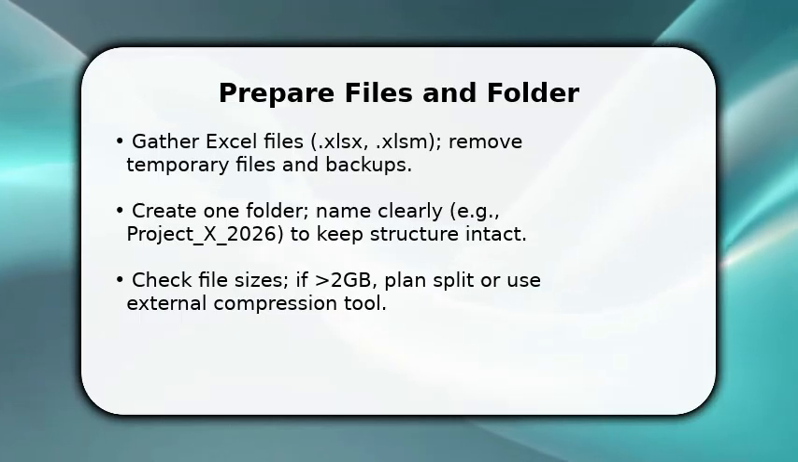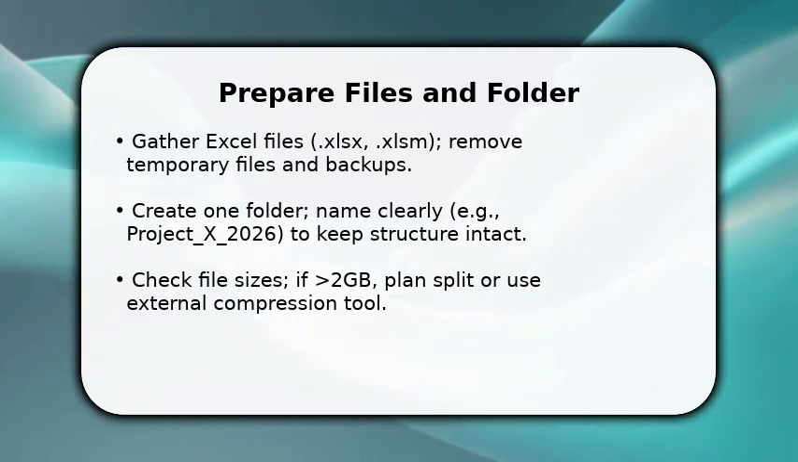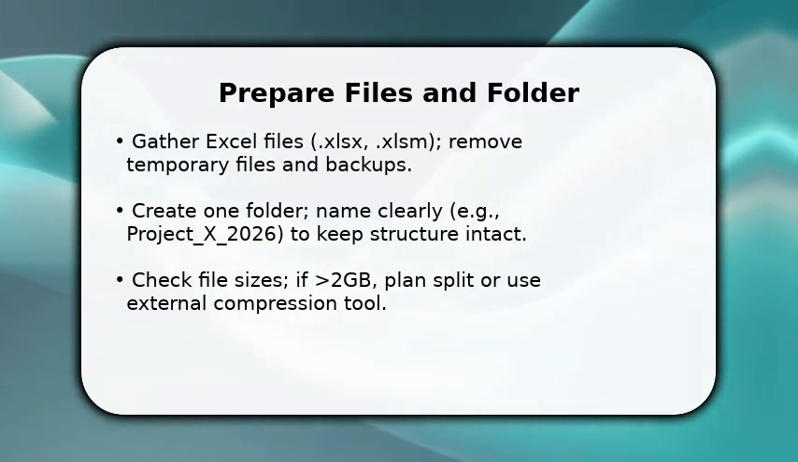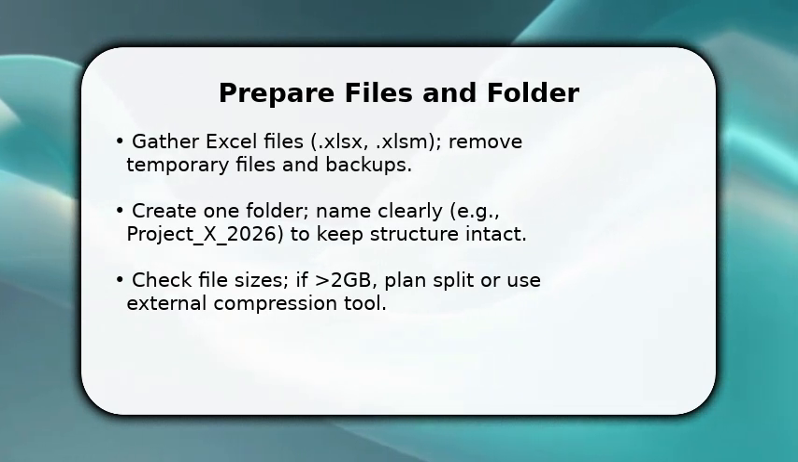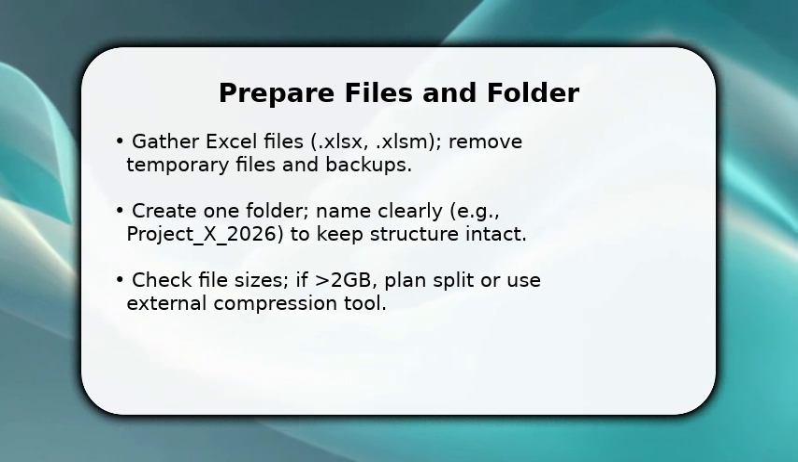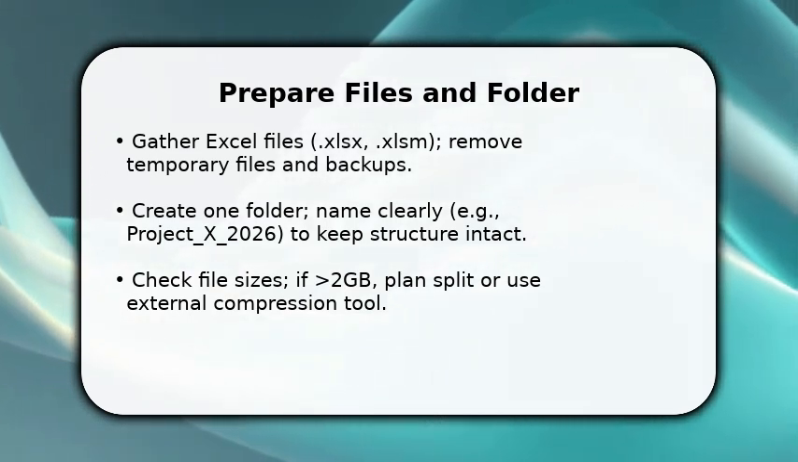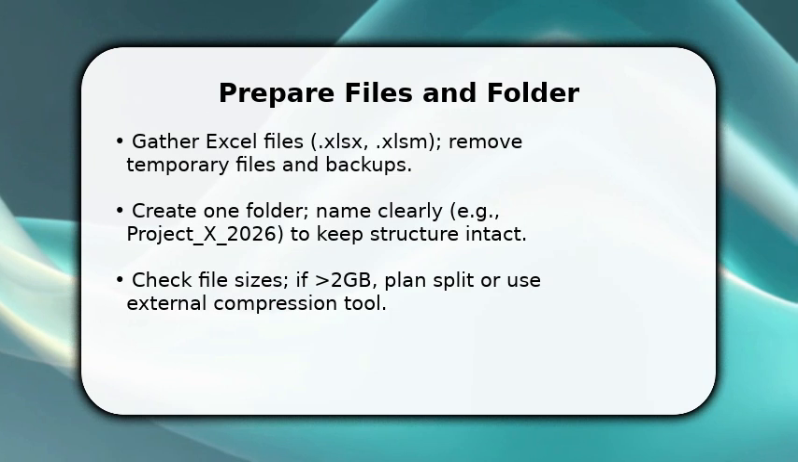You start by collecting the exact Excel workbooks you want to compress and placing them into a single folder. Once done, remove autosave or tilde temporary files so the archive stays clean. This reduces size and confusion. Make sure file names are descriptive and consistent because folder structure is preserved inside the zip.